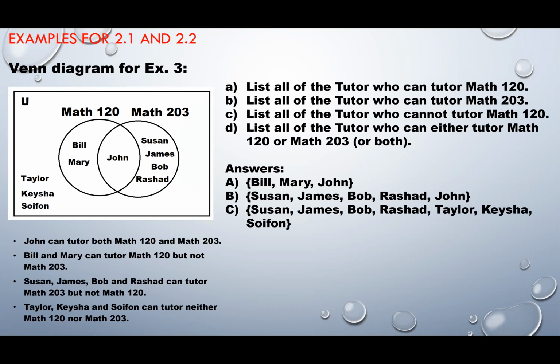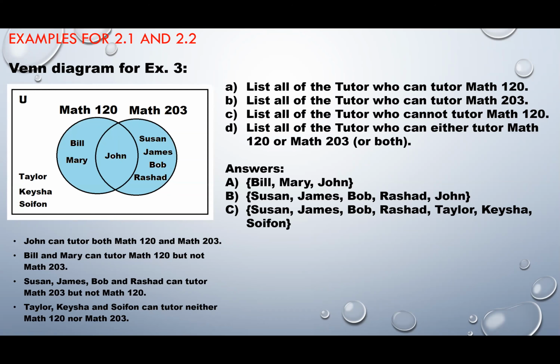And lastly, they ask you to list all of the tutors who can tutor either 120 or 203 or both. Do you see that this is the union of 120 with 203, which is either or both? It's not telling you that only Bill and Mary can tutor 120. It's either one class or the other class, and just John tutors both. So anything in there is either one or the other or both.